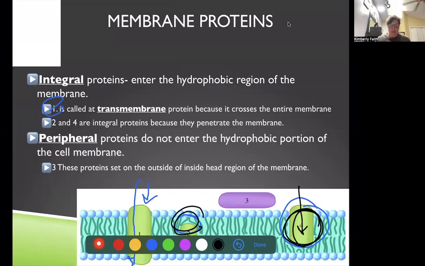And then we also have peripheral. Peripheral would be this one up here. It just kind of hangs out with those hydrophilic heads, whether it's on the outside or the inside of the cell. So you'd have the same situation just with it down, maybe right in through here. So those are called peripheral proteins.